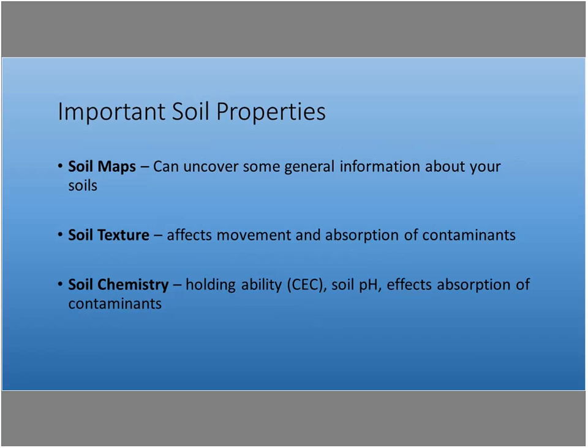So when considering your soils and how likely you are to find contamination or it is a problem, there's a couple things we like to talk about. You should understand soil maps so you can uncover some general information about your soils. They're very useful for agriculture, but they can also help you in talking about contamination. Soil texture is something I think is very important because it affects the movement and absorption of most contaminants. And then understanding a little bit about chemistry, which you can actually take back to texture. You can kind of interchange those when you talk about them.